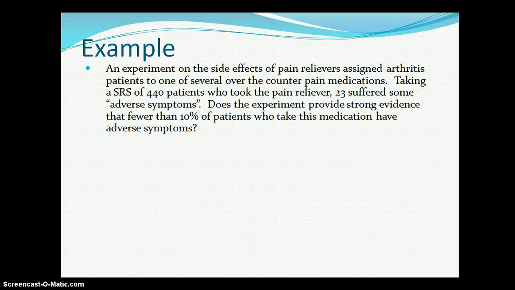Our population proportion is going to be the last thing mentioned. So in this case, our population proportion is that 10%. That's what we're testing our hypothesis against. We want to find if 10% or fewer people have these adverse symptoms. So this 10% is P. P is 10%. Population proportion is 10%.